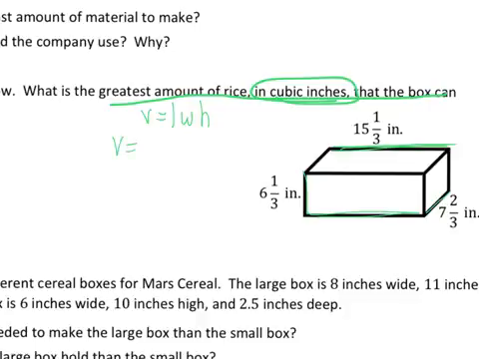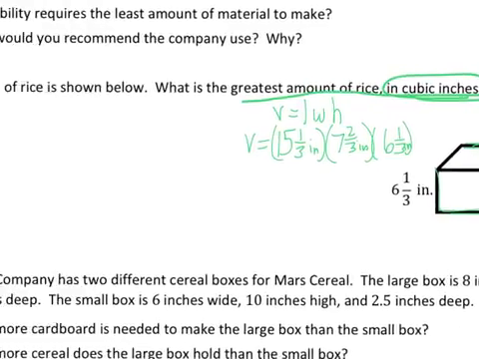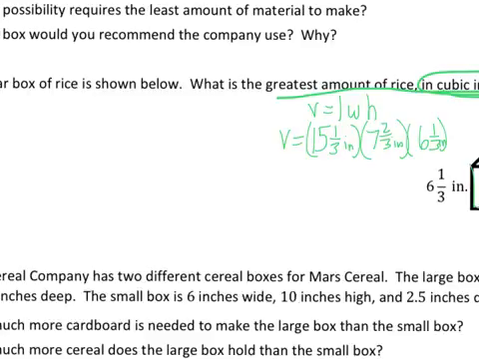So volume equals, my length is 15 1/3 inches times 7 2/3 inches times 6 1/3 inches. Now I've got to go off to the side, and I'm going to be doing quite a bit of work here, because I can't multiply my mixed numbers easily without making them into fractions. So I'm going to make these into fractions greater than 1.